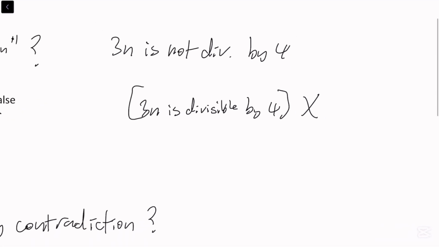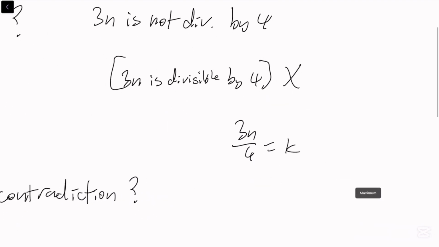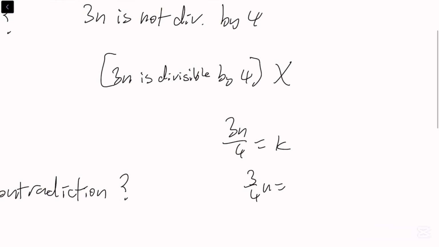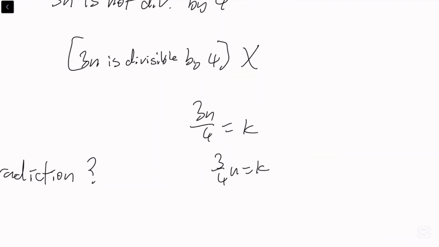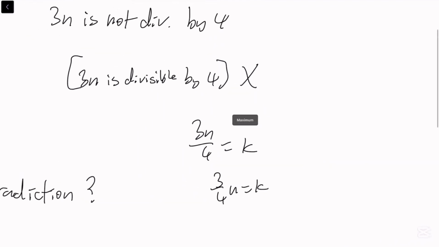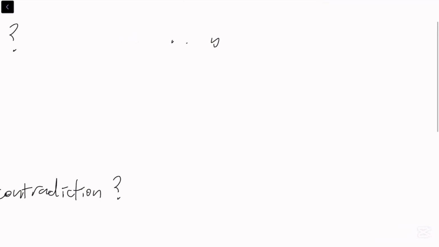That's very easy. I can just say 3n over 4 is equal to some integer k. You get 3 over 4 n is equal to k. Since n is an integer, k cannot be an integer because you're multiplying by a fraction, which is not an integer, so you're going to get a non-integer. So that's essentially how you do a proof by contradiction.